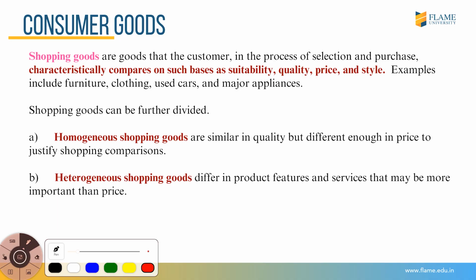Then what would be heterogeneous shopping goods? They are different in product features and services that may be more important than price. For example, Tata Motors has a sedan, one. It has an SUV, two. It has an MUV. Another thing, a car manufacturer may have an MPV. It may have commercial vehicles. They may be trucks. All different products under the same manufacturer, Tata Motors.